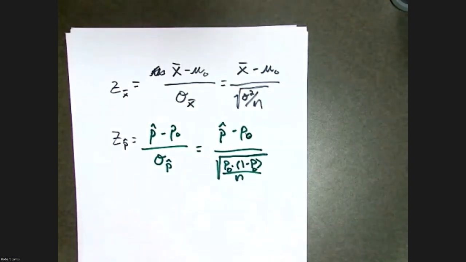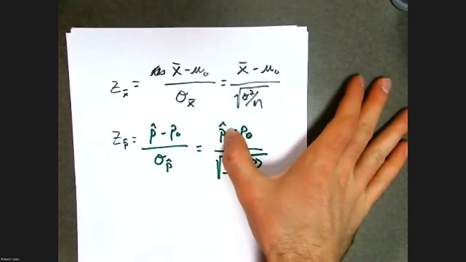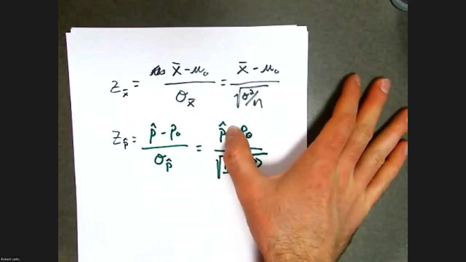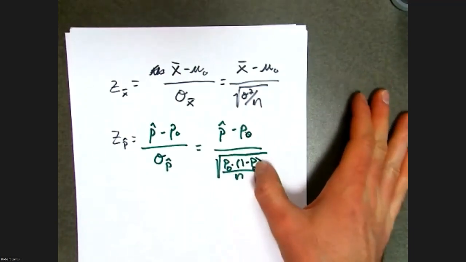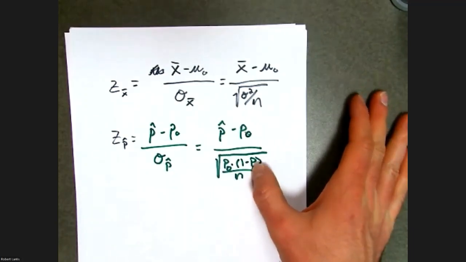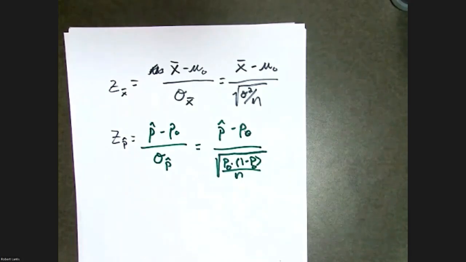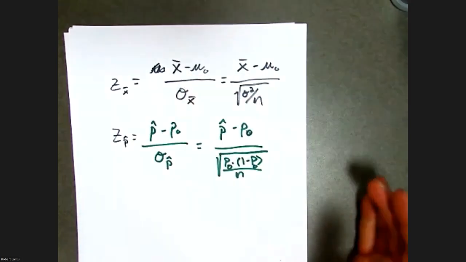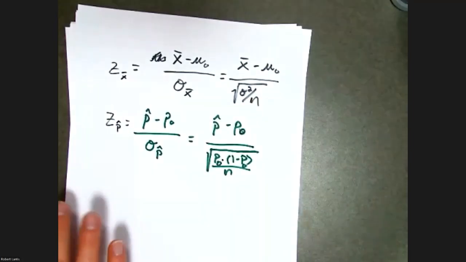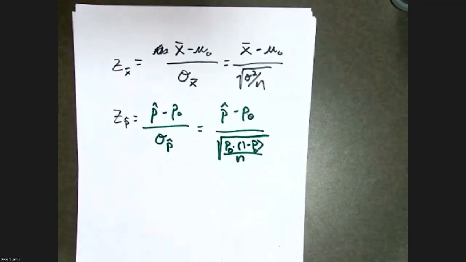Right? So that's the only difference from what we were doing before hypothesis testing, when we were dealing with proportions. With confidence intervals, we had to use our best estimate of what the population proportion was, so we used our sample. Now we have an assumed true population proportion, so that's what we're going to use to calculate our standard deviation. Okay. But you can see it's a similar setup, right? It's just that the standard deviation of each statistic is a little bit different. Okay.